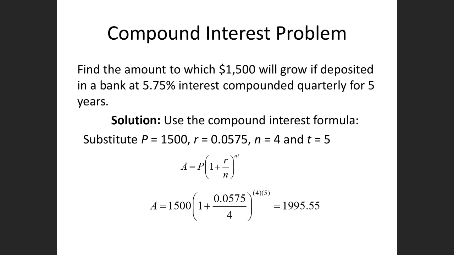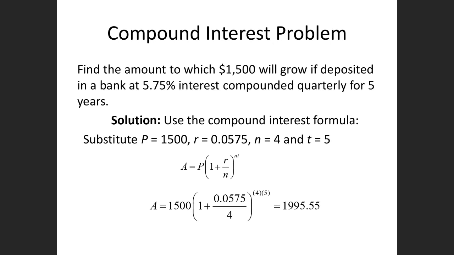Hit enter on my calculator. I'm going to add 1 to that. Then I get my answer. So to that answer, I'm going to take it to the exponent 20 because 4 times 5 is 20. So hit enter. Once I hit enter, then I'm going to multiply this answer by 1,500.